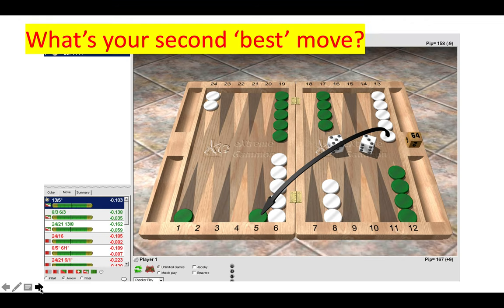Now, the correct response is to hit loose on the 5 point. Why is this? As we said in the prior video, in the early opening game, you must fight for your key points, your 5 point, your 4 point. Here, green has split his back checkers in an attempt to make an advanced anchor. Now, we do not want that to happen.